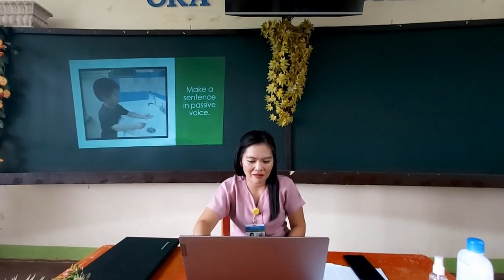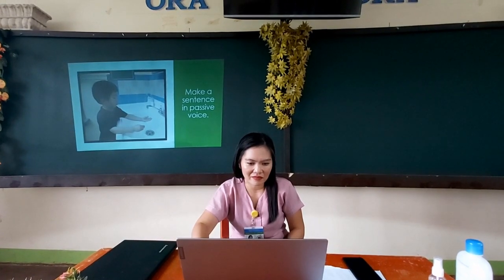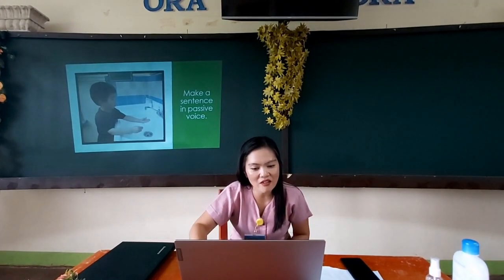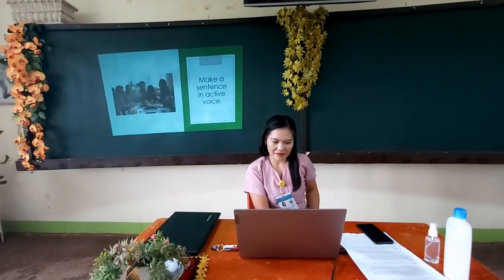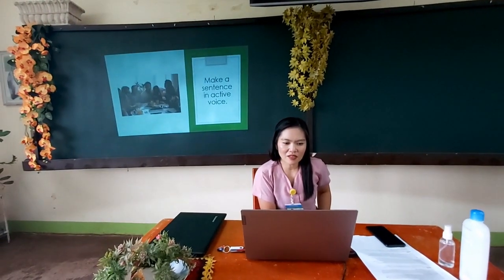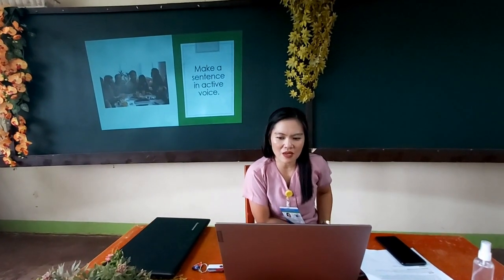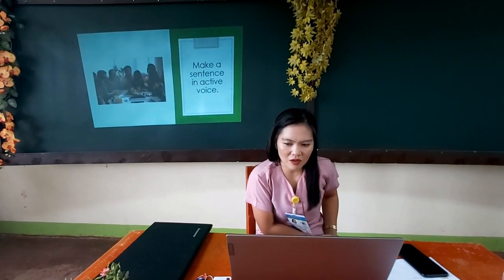Make a sentence in passive voice. Passive. Make sure you have pen and paper out with you. How's the screen going on? Are you still seeing the picture? Do you still see the picture on screen?